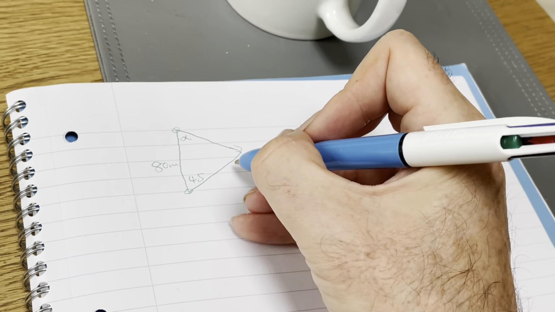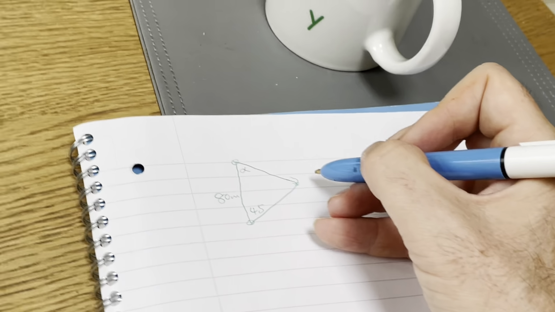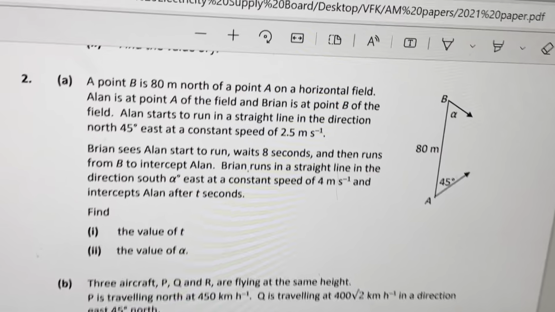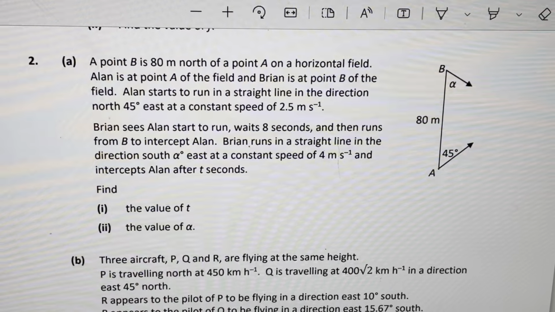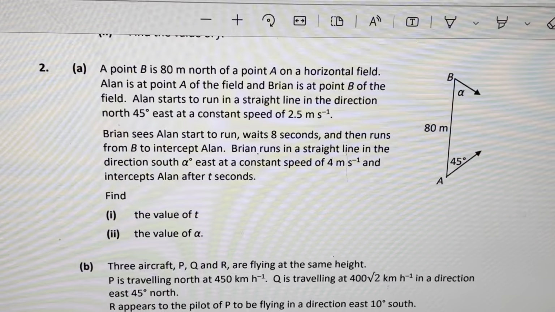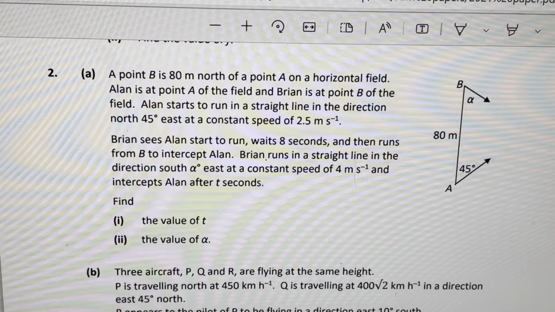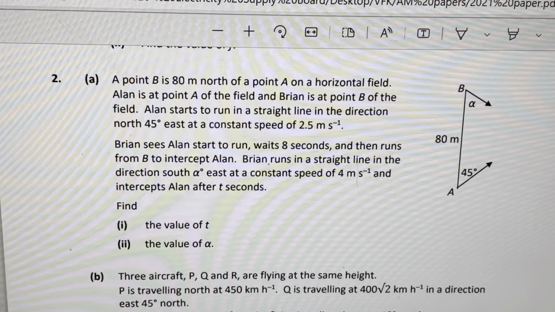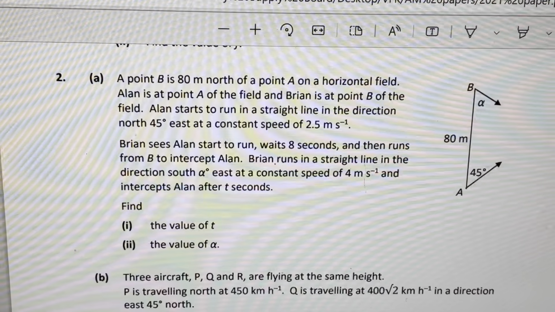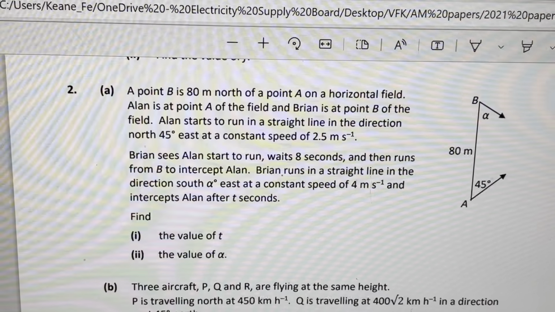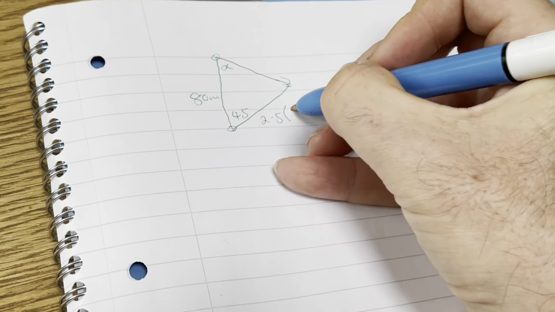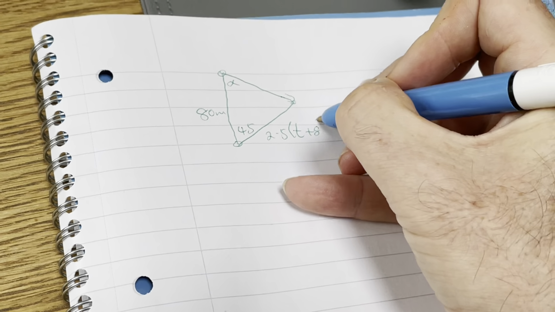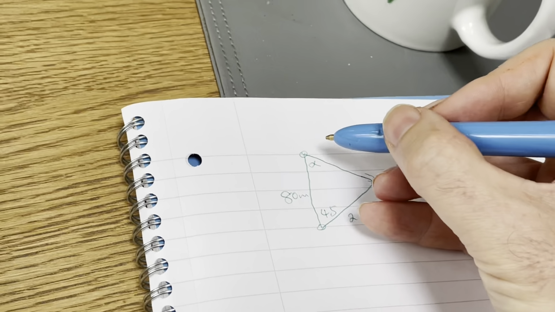You're given a lot of information there, so that's nice. So it starts to run in a straight line. Alan runs, so Alan is doing a good job at running at 2.5 there. And B waits 8 seconds. So Alan has the run on this guy, so 2.5, and he's got 8 seconds ahead of Slowman.